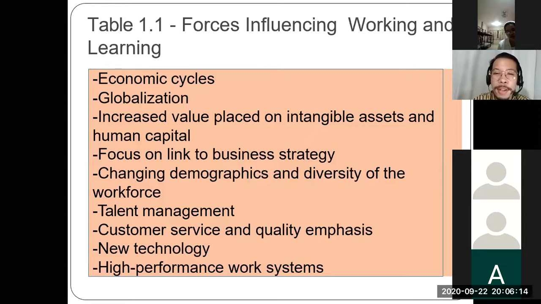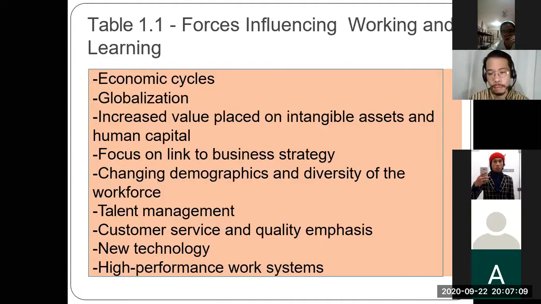And let's go to group 3. How about for group 3? For the most influential forces in working and learning, sir, we decided on the increased value placed on intangible assets and human capital. Our view is from the employer perspective: if the value placed on human capital increases, especially with more care for them as well as their well-being, it affects the whole business process.